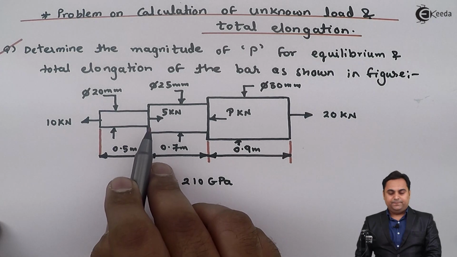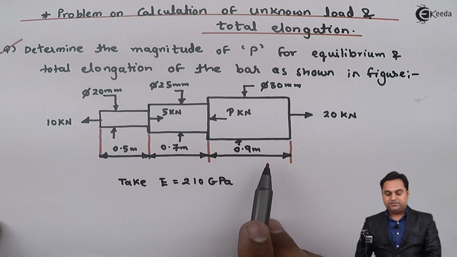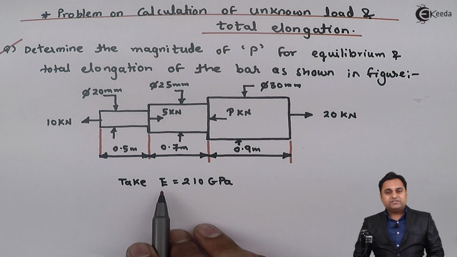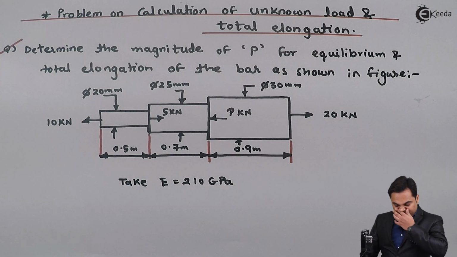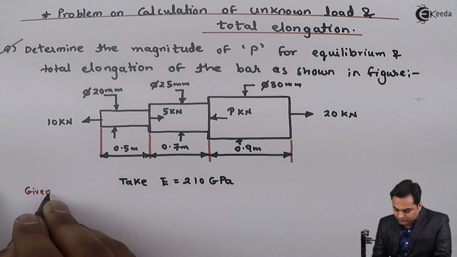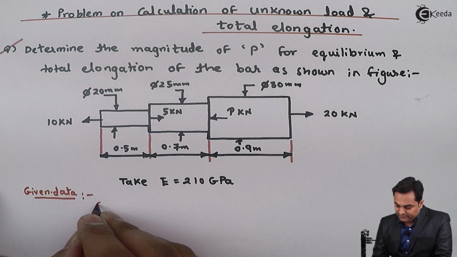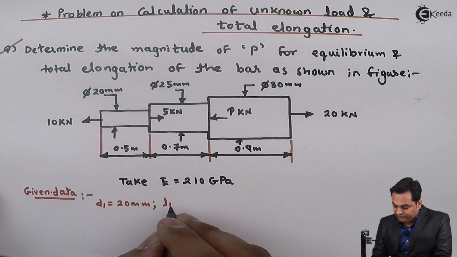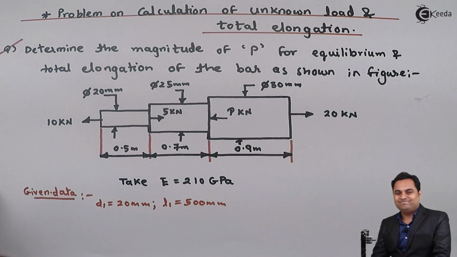As we can see in this diagram, this bar is having different diameters and different lengths, so it is called a stepped bar. Here we have to take capital E, that is Young's modulus, as 210 GPa. Now whatever is given here, I'll write that in the form of data. 20 mm diameter, I'll write it as D1. Here the length is 0.5 meter, so I'll convert it into mm. So this will be 500 mm.